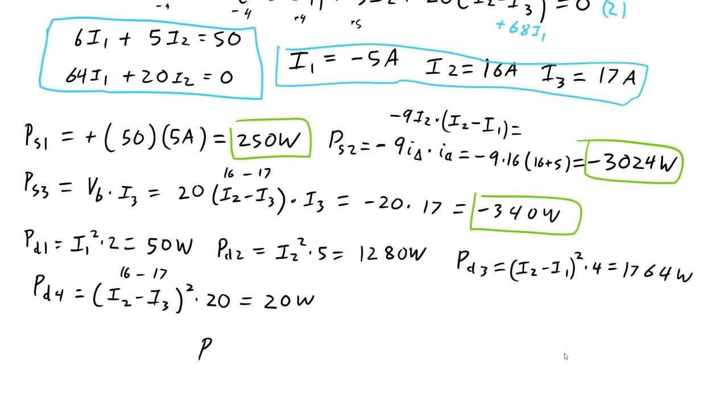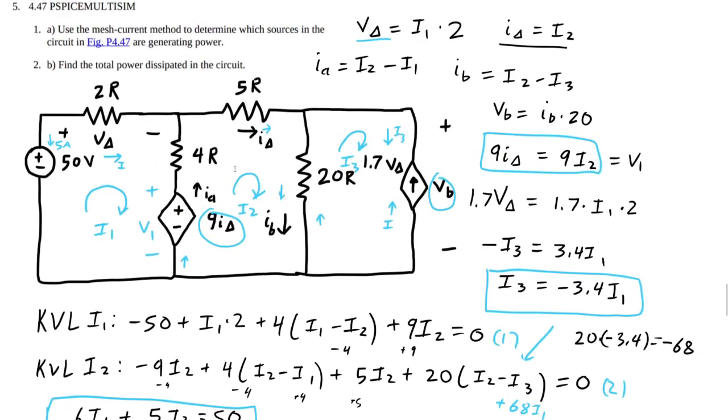So I'm going to double check these answers, make sure that if you add them all up, they equal each other. There's a power check basically. So we have the two sources, so 3024 plus 340 minus 1764 minus 250 minus 20 minus 50 minus 1280 all equals 0. So yeah, these answers make sense, and we've solved the circuit. Let's move on to the next one.